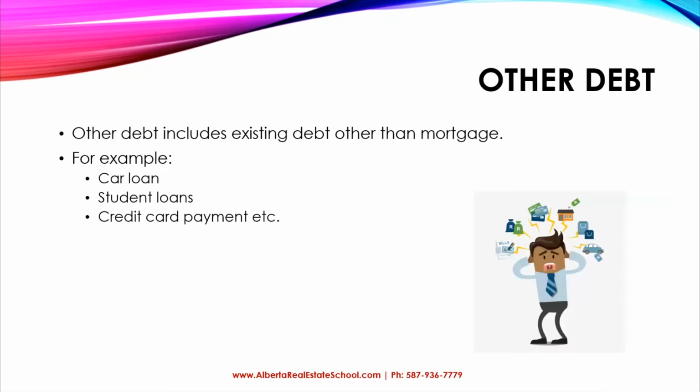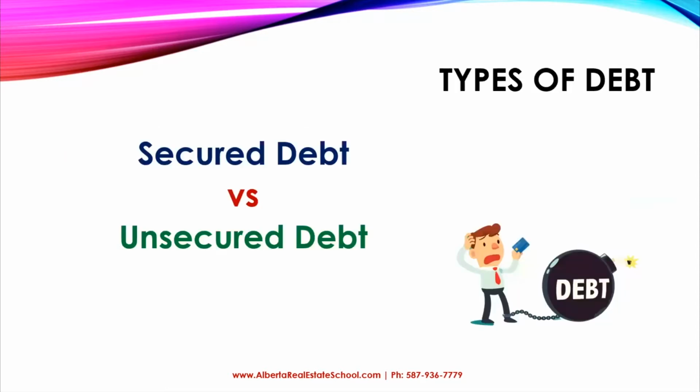Other debt. What does other debt mean? Other debt is everything that the person is responsible for other than the mortgage. So for example, if the person is making car payments, if the person has student loan payments they have to make, or credit card payments that they're making, all these things will be included in the total debt payments.